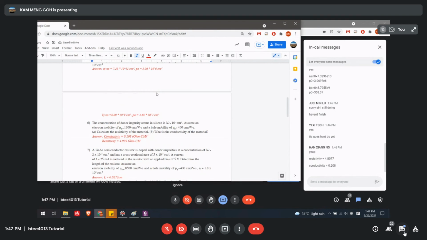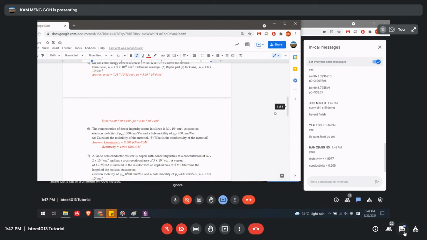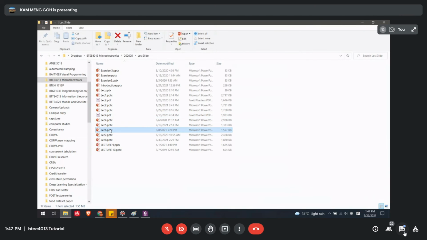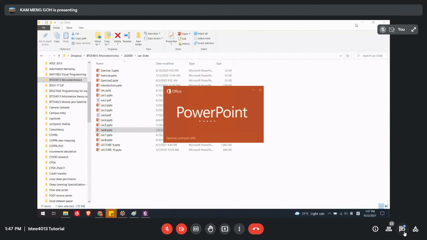Okay, fair enough. Number 7. A gallium arsenide semiconductor resistor is doped with donor impurities of ND equal to this. Cross-sectional area 5 times 10 to the power negative 5, current 25 mA with an applied bias of 5 V, 5 watt. Determine the length of the resistor. Assume the mobility mu n is this, mu p is this, and NI is 1.8 times 10 to the power 10. So in order for you to do this, you can refer back to lecture 6 regarding the resistor part.